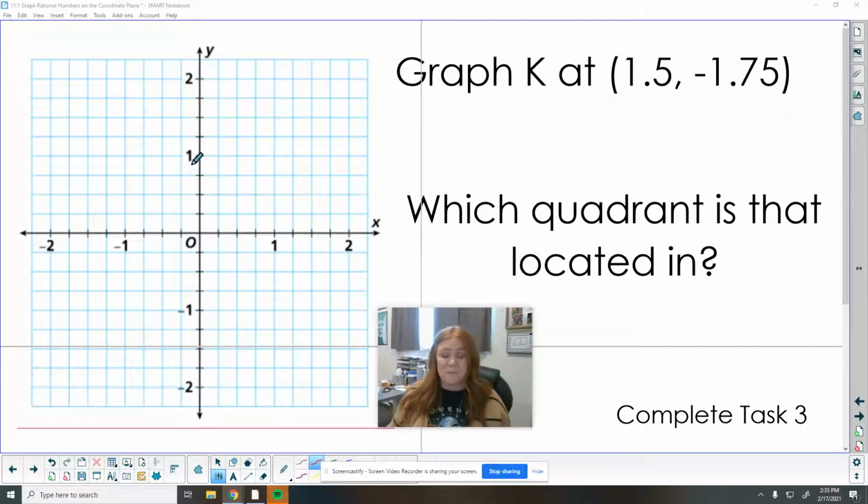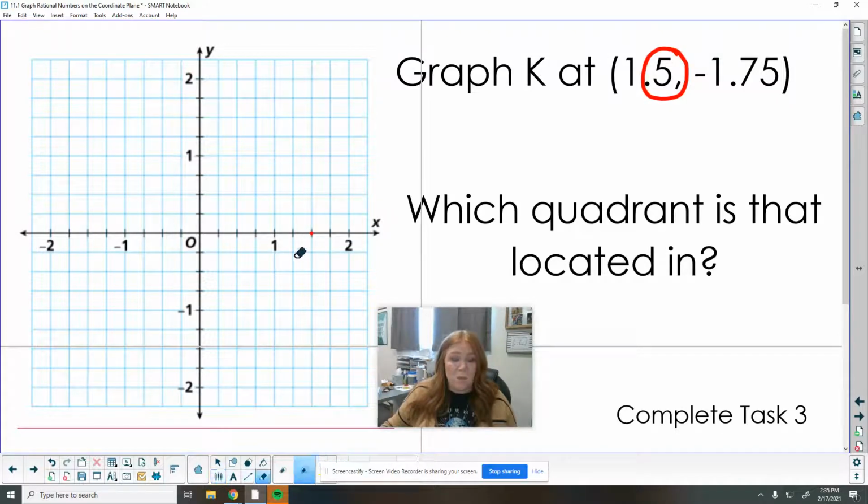The next part of this task asks us to graph K. So this time we have a different scale and intervals here. So we want to find 1.5. So I can see here's 1, here's 2. What do we know about 0.5? We know that 0.5 is half of something. If I have 50 cents, that's half of a dollar. So here is 1, 2, 3, 4 spaces to get from 1 to 2. I want to find the middle. So right here is over 1.5, halfway between 1 and 2.